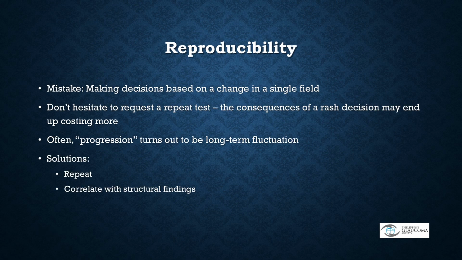Another common mistake is to make decisions based on the change in a single field. Don't hesitate to get a repeat test or even a second or a third test before making a major decision such as surgery. Sometimes progression can just be long-term fluctuation. So make sure you get a repeat test, that the change is a reproducible one, and you should also find a corresponding structural change, unless it's very advanced glaucoma, in which case you might not see a structural change to correspond with your functional change.